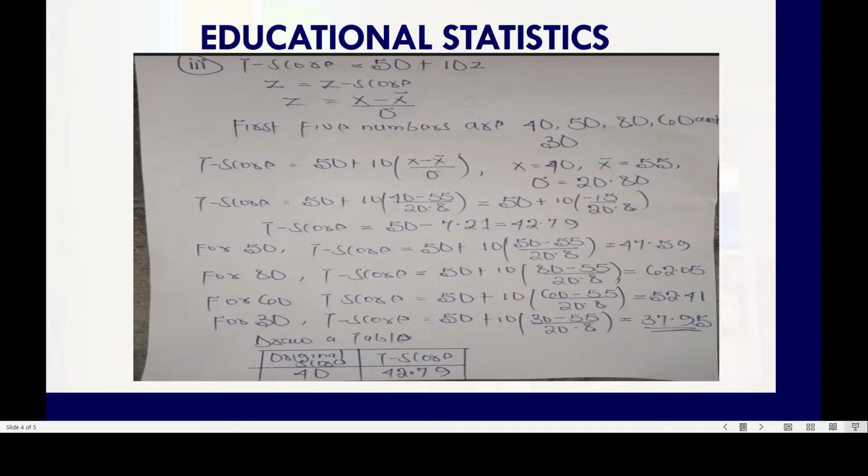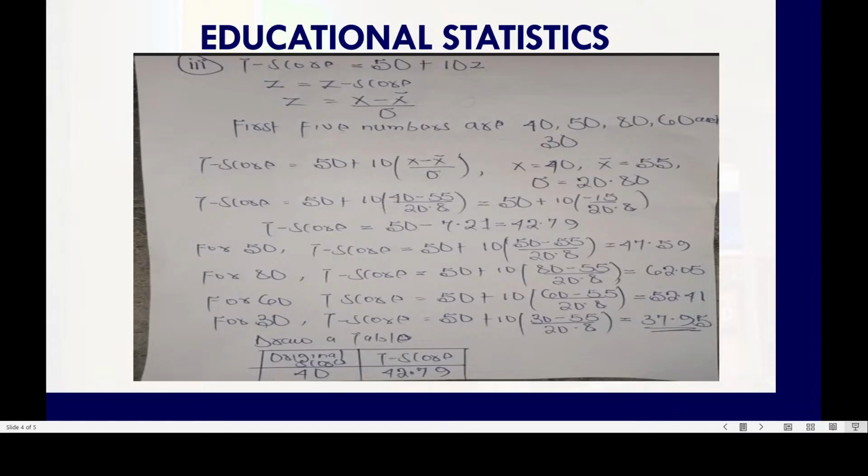The first value of x, which is the first score, is 40. What's our x bar? It is 55. And the standard deviation calculated is 20.80. These are the data we use to calculate the t-score. So I will substitute them into the mathematical expression for the t-score. For x equals 40, my x bar is 55, and my standard deviation is 20.8.